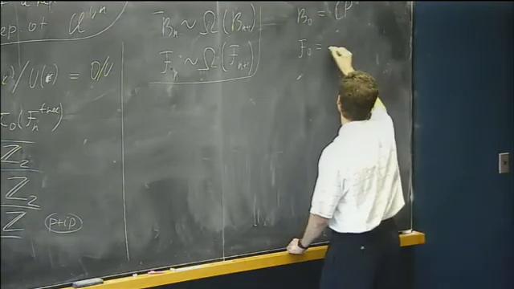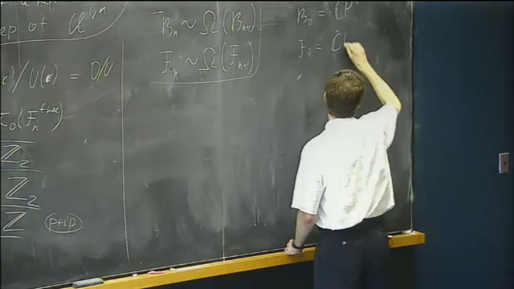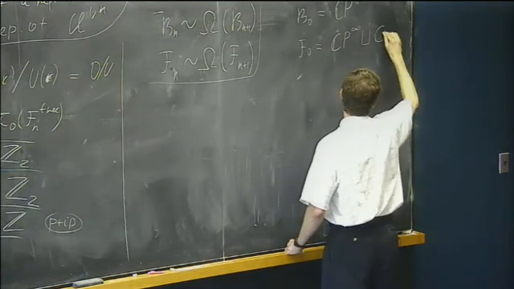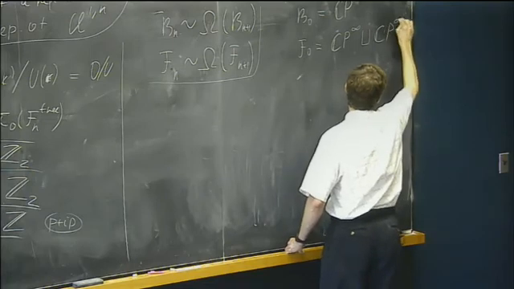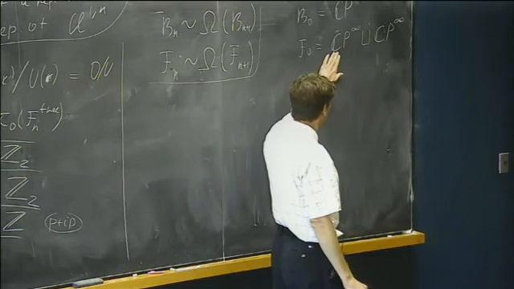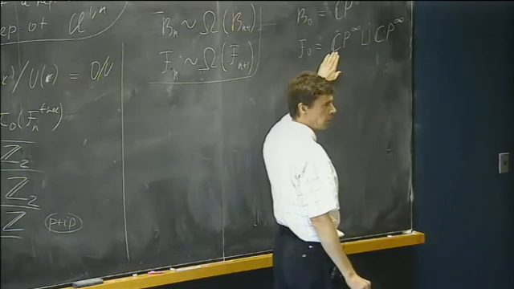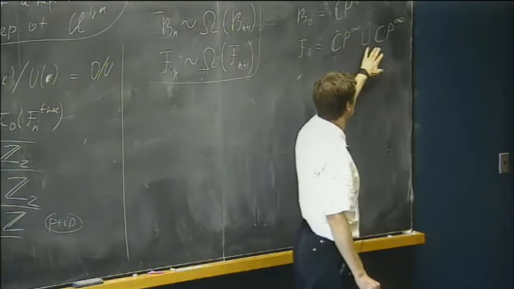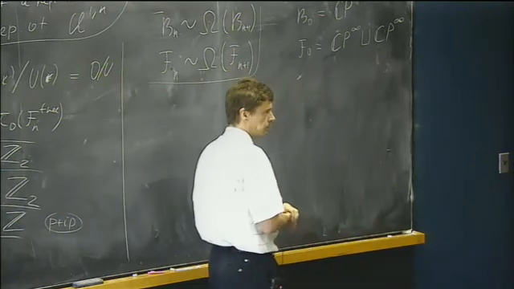And F0 is CP infinity union another CP infinity, because the system can have states with an even number of fermions and an odd number of fermions. That's why it has two pieces.